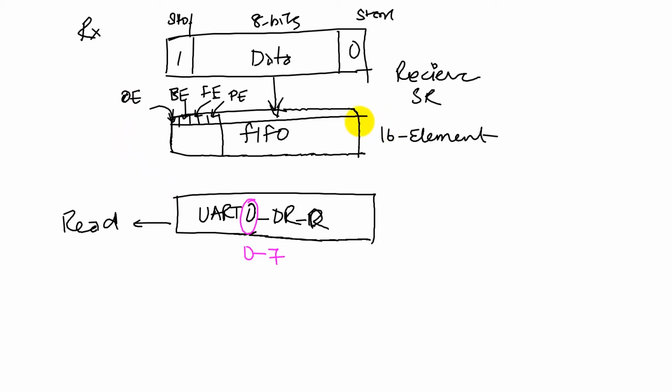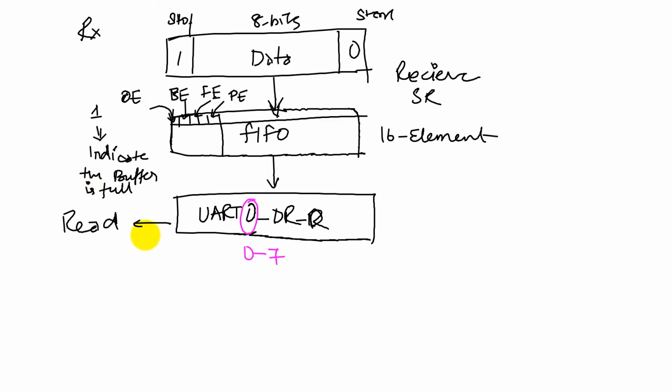Remember that this is a 16-element buffer. When data is being received, if the sender is sending too fast and the buffer fills up, the receiver will not have a place to put information. So the overrun error bit is set to 1 to indicate the buffer is full and some frame had to be dropped.